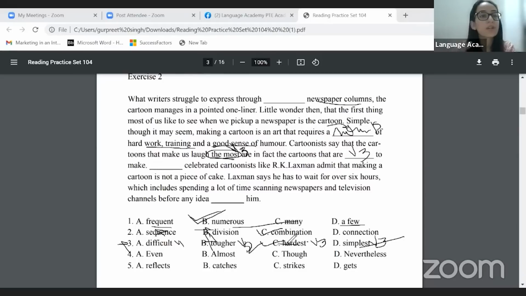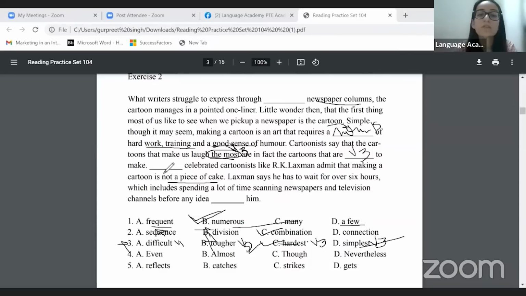Even if you don't understand hardest or simplest by reading this sentence, when you read the next sentence, you will get to understand that they are talking about difficulty, not simplicity. When they say dash, celebrated cartoonists like Frggg admit that making a cartoon is not a piece of cake, it means it is not an easy job. So we cannot go with that. The best cartoons are very easy to make. So simplest cannot be the answer.